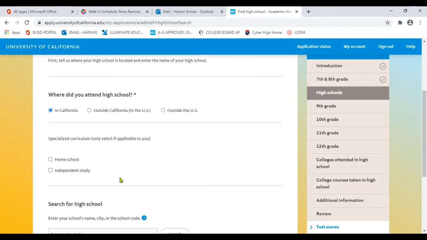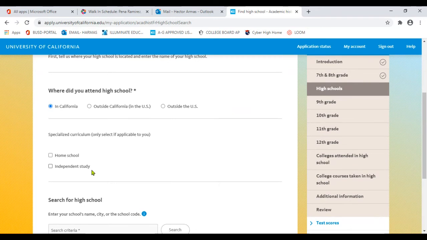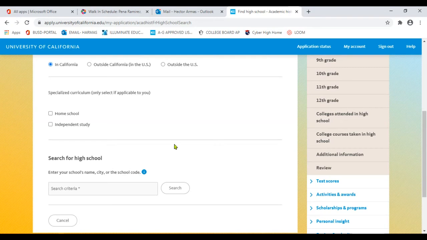So now it's asking me, did you participate in a specialized curriculum like homeschool, which means that you were at home and you had a teacher come into the home and provide you instruction, or whether you were in independent studies, meaning that at one point you were at home and then you came to school like once a week or twice a week. If that doesn't apply to you, you leave it blank. So I'm going to leave it blank because that doesn't apply to me.